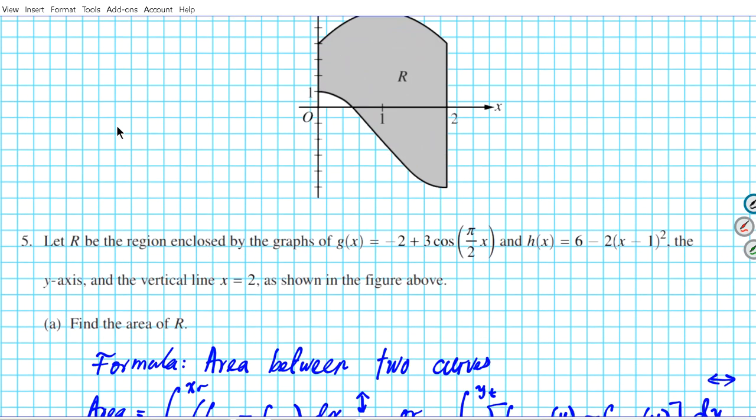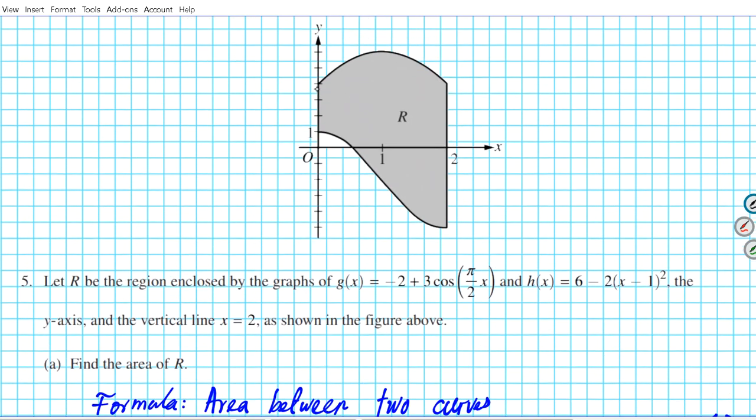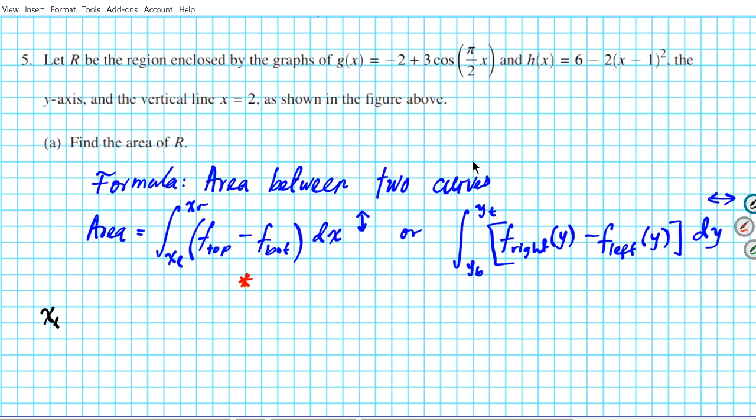Let's look at the region right here. The left bound of the region is your x left, and the right bound is your x right. So we're going from 0 all the way to 2. Those are our boundaries for x. So x left is 0, and x right, or b, is 2. Okay, so what's f top?